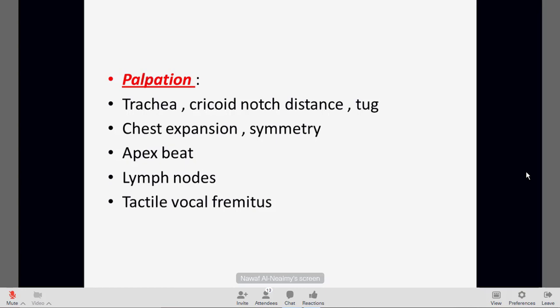So if my observation on inspection was that there is an asymmetrical movement of the chest with diminished movement, let's say on the left, then when I come to expansion I have this idea, and it will either be confirmed or not. Otherwise, I will see that the expansion is normal and symmetrical. So how to do the expansion of the chest?